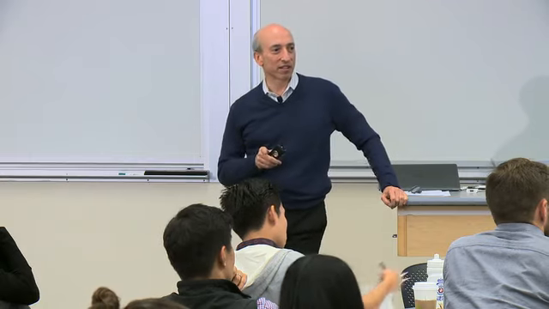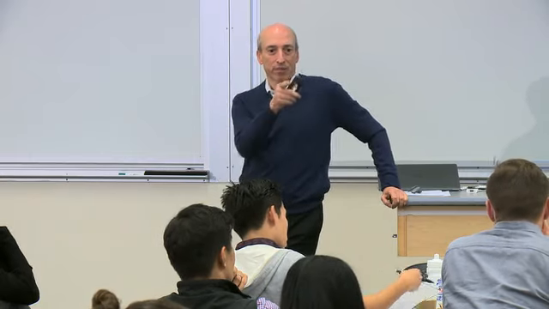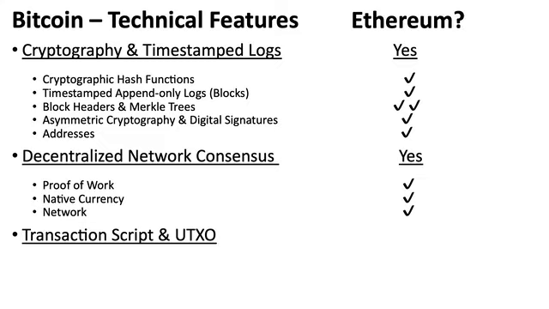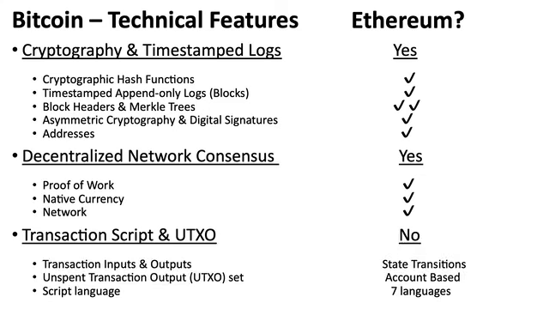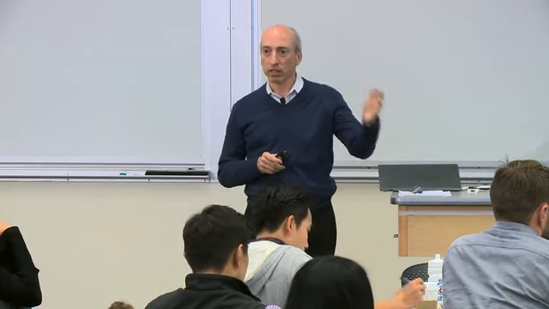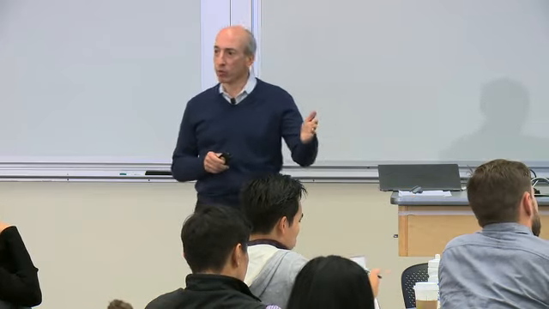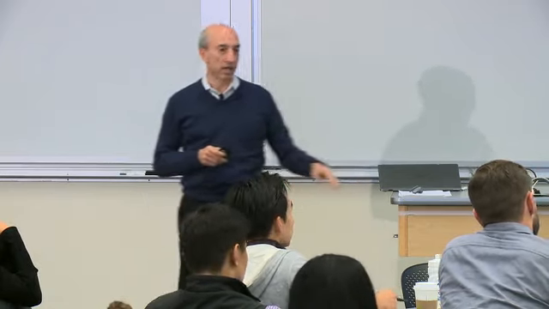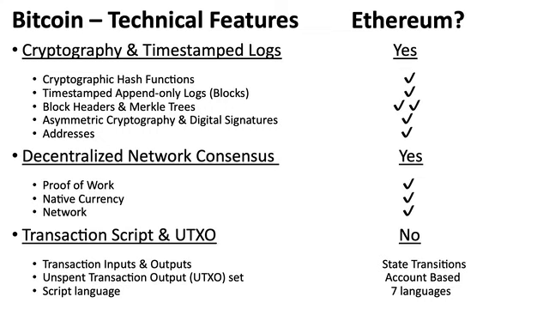The third thing that we talked about? Transaction format. So we talked about transactions and script. Well, guess what? Ethereum does not have a transaction script or a UTXO. So that's the one place that Vitalik Buterin, who designed all of this, said no, had to go a different way. Instead of transaction inputs and outputs, there's something called state transitions.